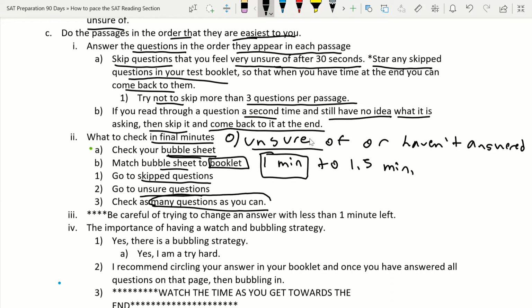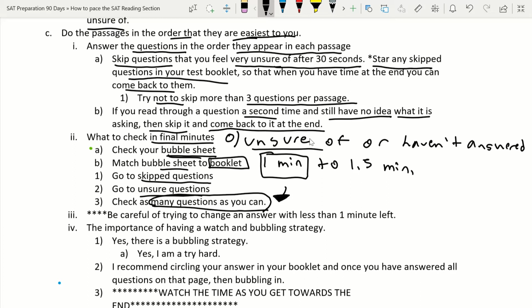So once you're done, you've answered all your questions. Let's say there's 10 minutes left. You don't want to stop. Never stop on the SAT, ever. You want to use any time that you're given. Even if you've answered all the questions and you feel comfortable, go back and check your work, check your work, check your work. Always. You want to use all the time that they're giving you because it's crucial.